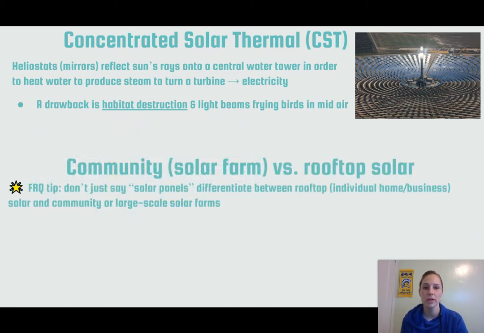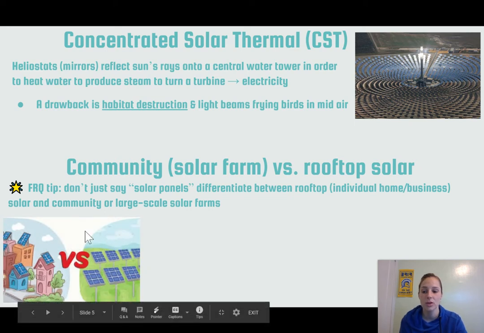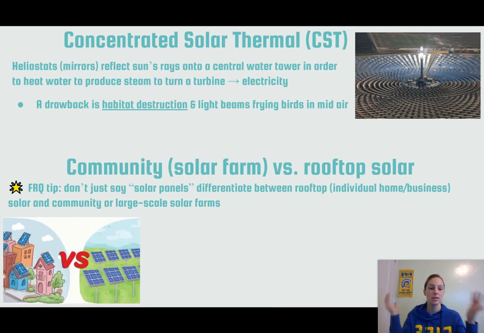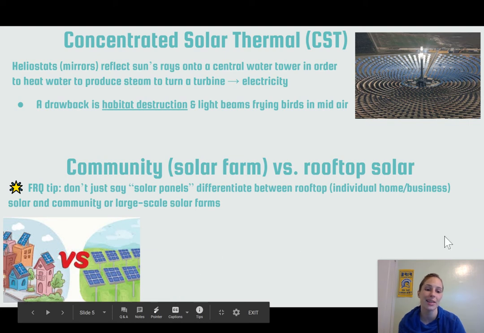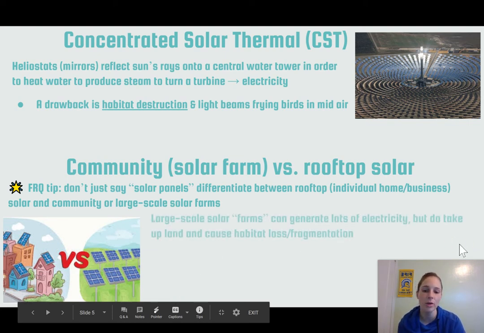Now, this is going to be the idea of community solar farms versus rooftop solar. So a pro tip on the FRQ, don't just say solar panels. You should try to differentiate between rooftop solar, which is where you have individual homes and businesses with a solar panel on top, or community larger scale solar farms. So the difference would be in this picture here. If you have them on top of houses versus if you have to go into an area and destruct the whole area to build these farms. So you just want to make that distinction when you're talking about them on an FRQ.